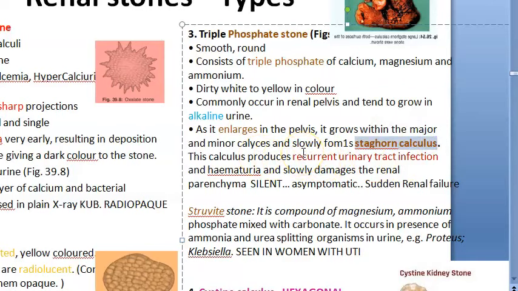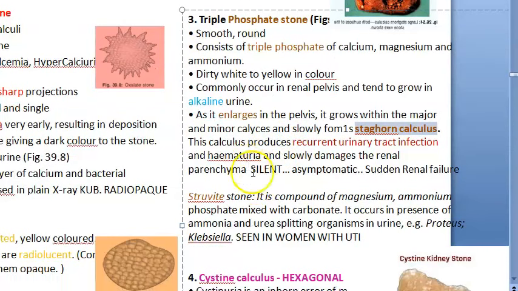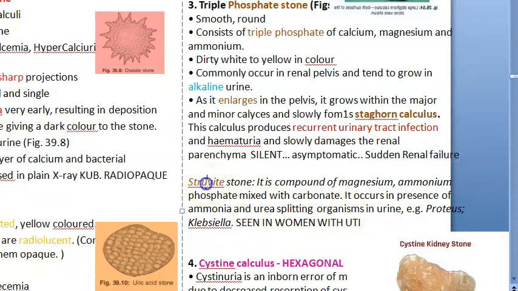This you'll see in women, especially who have recurrent urinary tract infection, right? And this will silently damage the renal parenchyma, and there can be sudden renal failure with high levels of urea and creatinine in the blood. Struvite stone is also the same thing. Struvite stone, staghorn, triple phosphate, all are the same, guys. Are you listening? Especially in people who have UTIs with Proteus and Klebsiella, that is where all this happens.